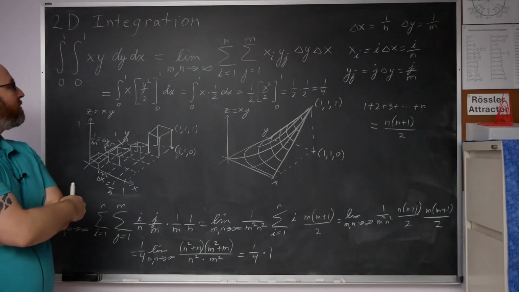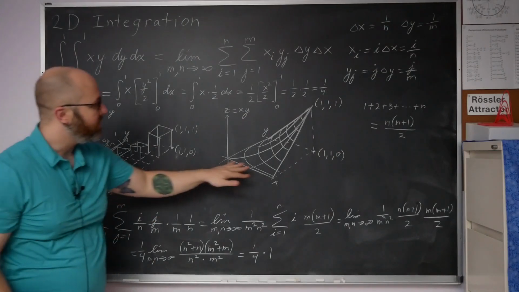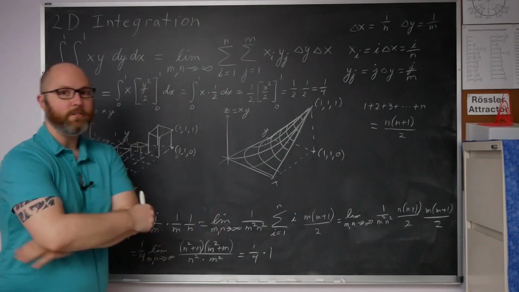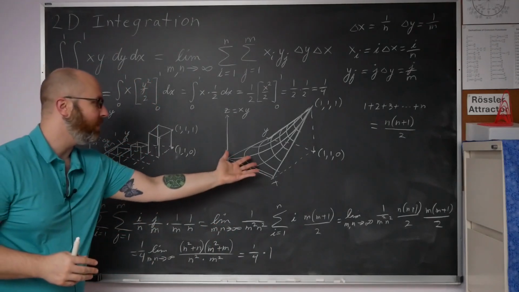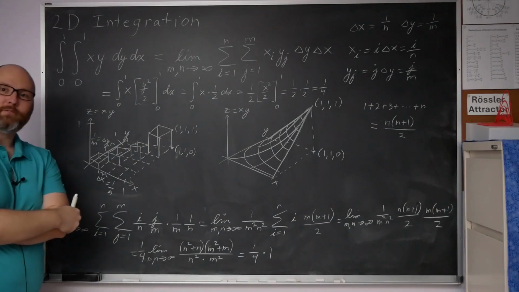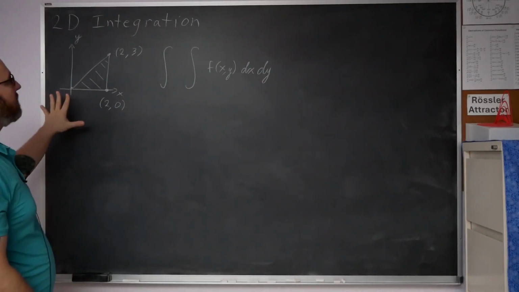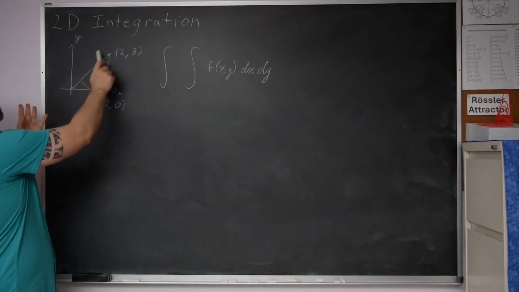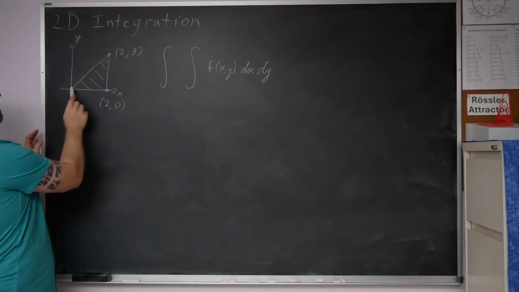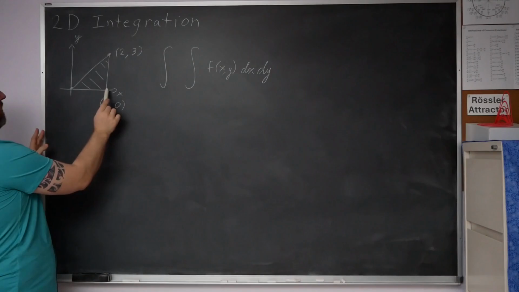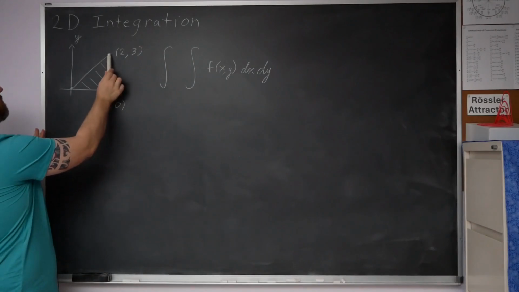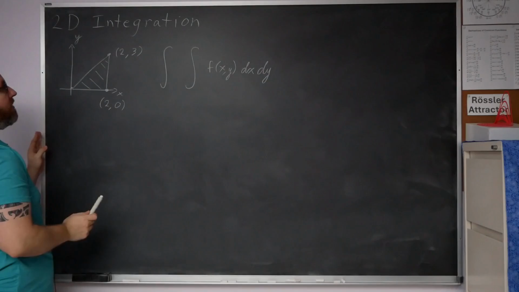And so we'll do some examples on how to come up with bounds in more interesting areas that aren't just squares or rectangles. What do you do when the base has some weird shape? It's not just a rectangle. Here's a more complex 2D integral. So we want to do integration over this triangular region. It's a triangle with vertices at (0, 0), (2, 0), and (2, 3).